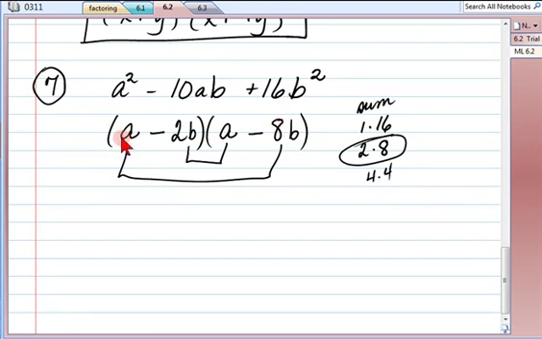And I get a times a is a squared. Outer product is negative 8ab. Inner product negative 2ab. Those combine to be negative 10ab. The product of the last, negative times negative gives me positive 16b squared. Okay, are you remembering the sign patterns? It will help you. Number 8.